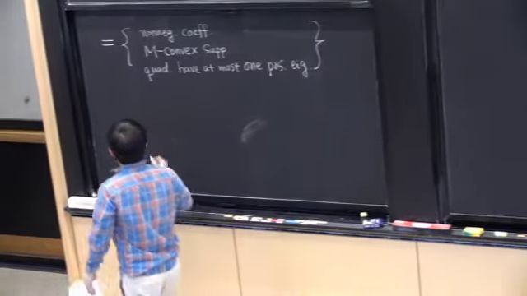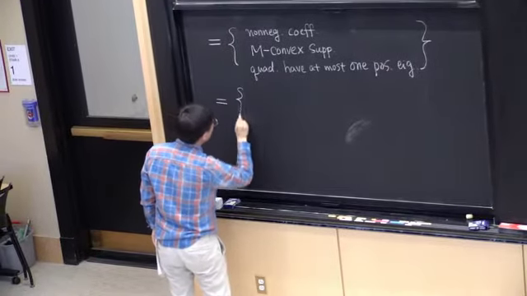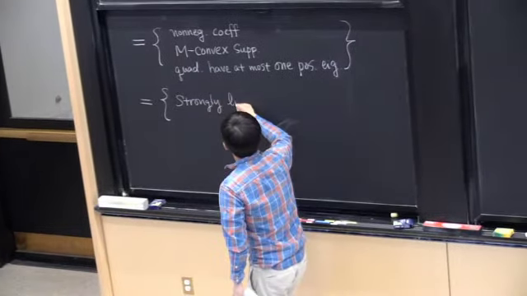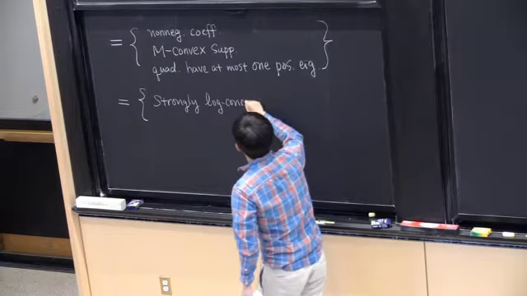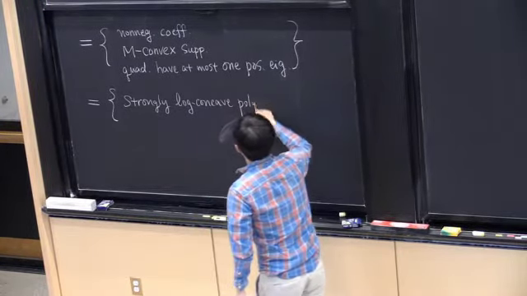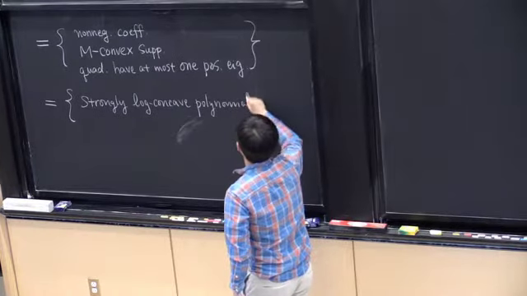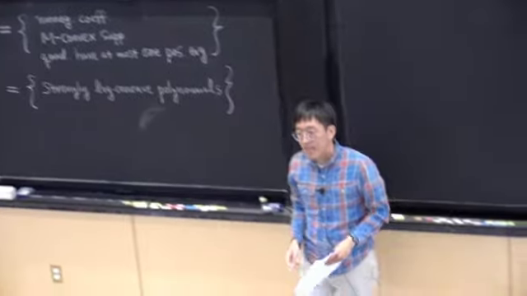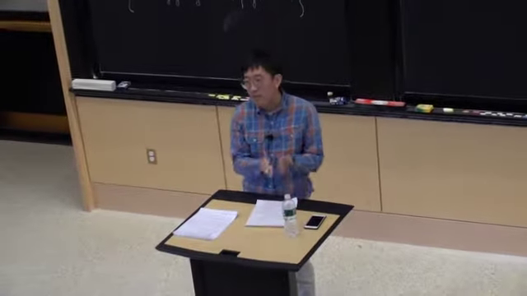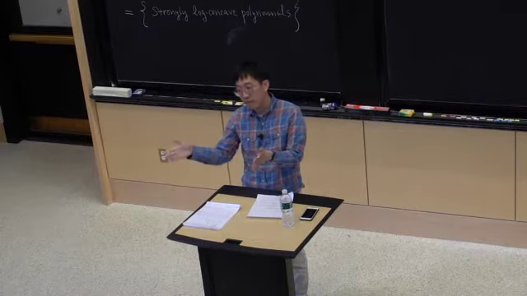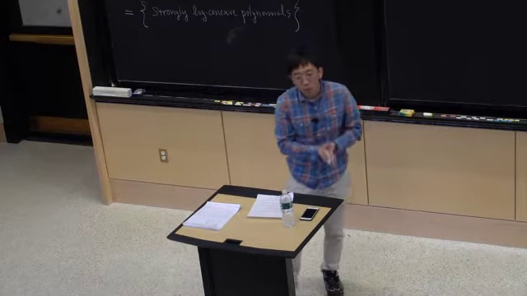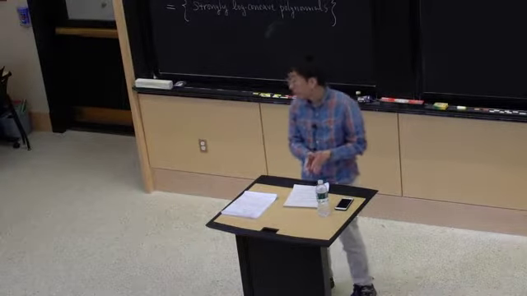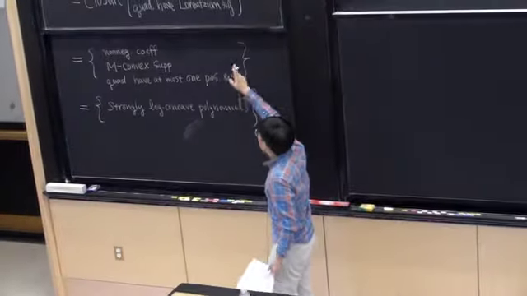This set also turns out to be the same as the set of strongly log-concave polynomials of given degree and number of variables. Let me remind you that strong log-concavity means that the polynomial itself should be log-concave on the positive orthant, and all of its partial derivatives should also be log-concave on the positive orthant. And that is equivalent to this and that.